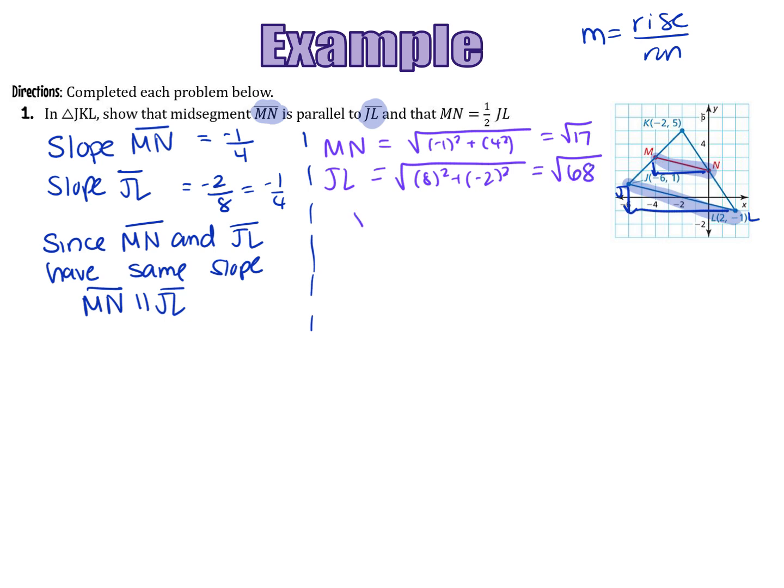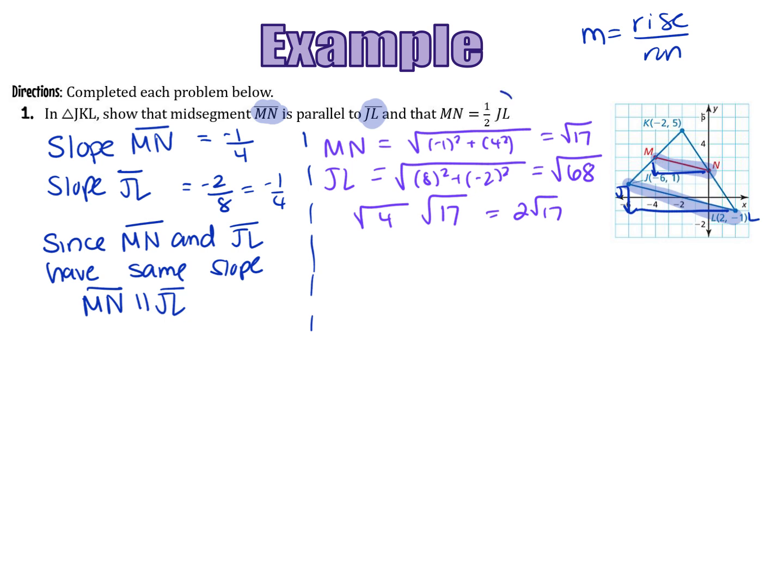And let's go ahead and simplify 68. 68 is 4 times 17. And the square root of 4 is 2.